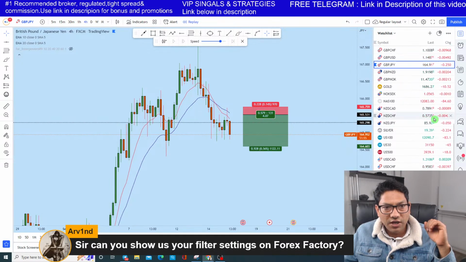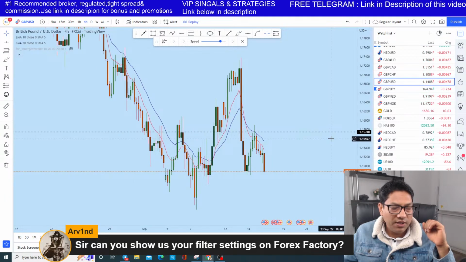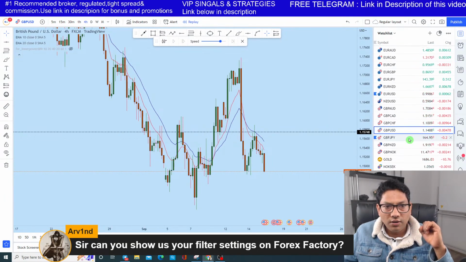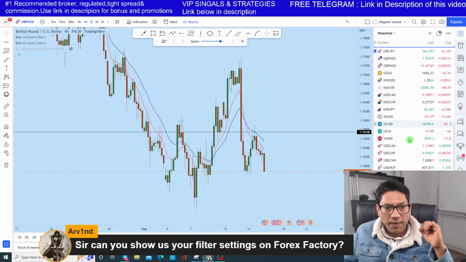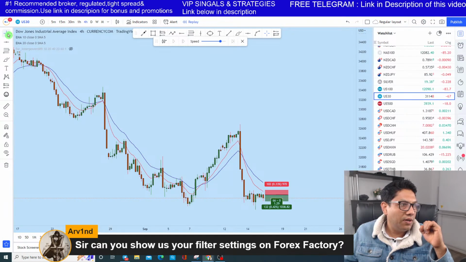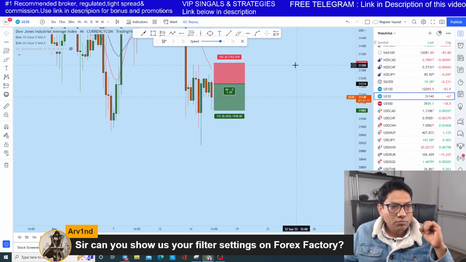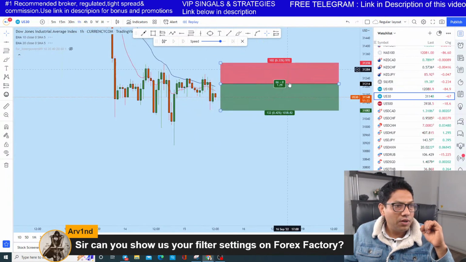Okay, so let me look at it now. I think GBP is getting very weak. GBPUSD is dropping aggressively. That's good for us. I mean, the dollar is getting stronger. And let me look at US 30. Okay, US 30 is also coming down as expected. We might find some profit on US 30.